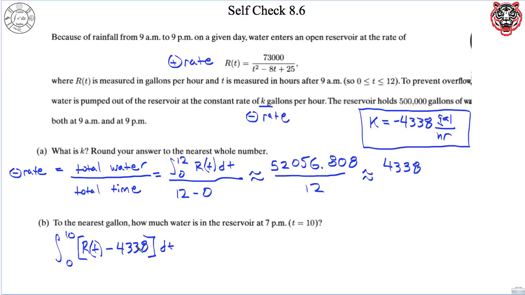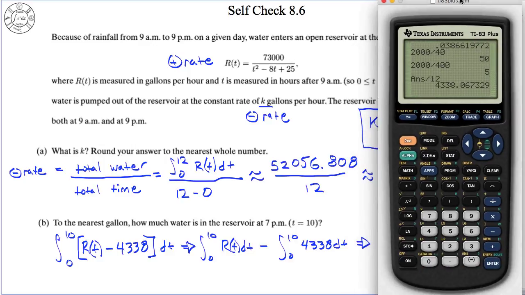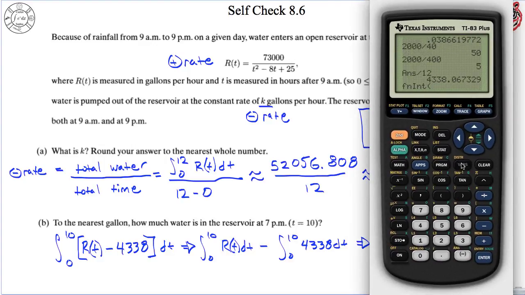And remember, this can be separated into 2 different integrals. You can kind of distribute the integral. So this is really going to be, we'll just write this really quickly, 0 to 10 of R(t) dt, and then minus the integral between 0 and 10 of 4,338 dt. Okay, what is this going to turn into? So let's punch this in on our calculator, 0 to 10. So I have math 9, var is right, enter, enter, comma x, comma 0, comma 10. Okay, so we have that integral, and then we're going to subtract this one.